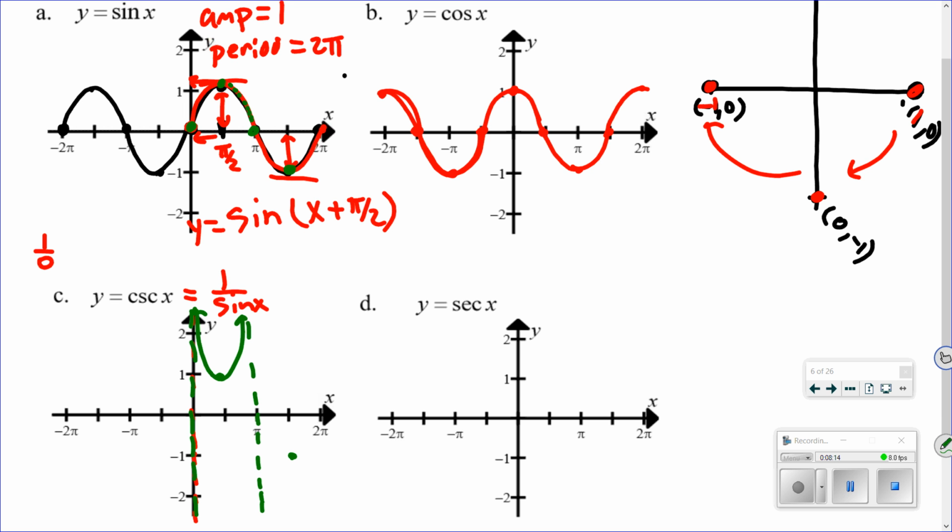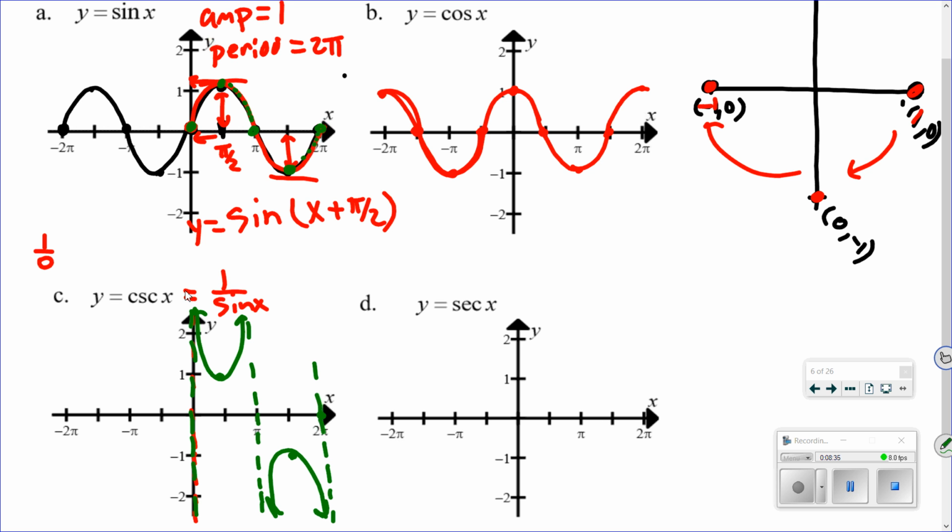If I go to 2 pi, it's equal to 0 again. At 0, you're going to have another vertical asymptote, right? It's going to be 1 over 0. As I come along here, I'm getting smaller and smaller negative numbers. If I flip that over, 1 divided by a really small negative number is going to give me a really big negative number. So it's going to be down here like this.